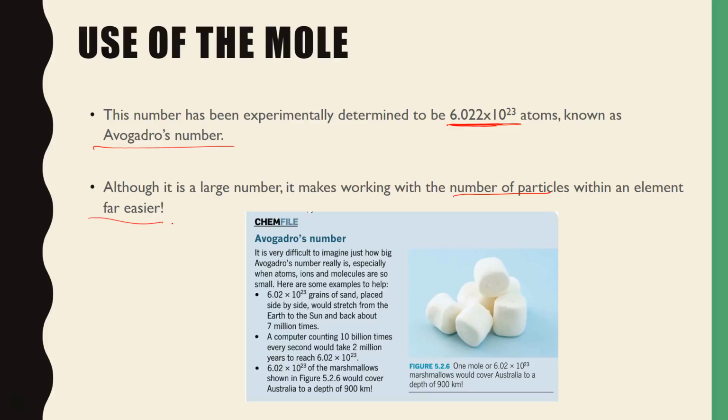If you look at this little chem file here, taken from your Chemistry 1 textbook, it asks you to try and imagine Avogadro's number. It's a very big number. 1 mole of sand, or an Avogadro's constant number of grains of sand, would stretch from the Earth to the Sun and back 7 million times. It's an enormous number, but it actually makes working with particles easier. This just gives you another sense of scale of how many particles are inside an atom.